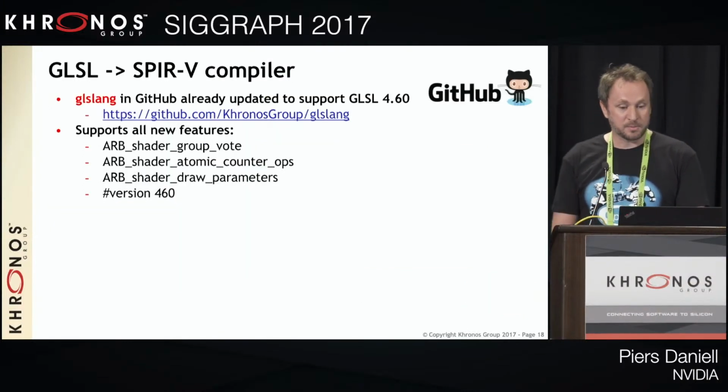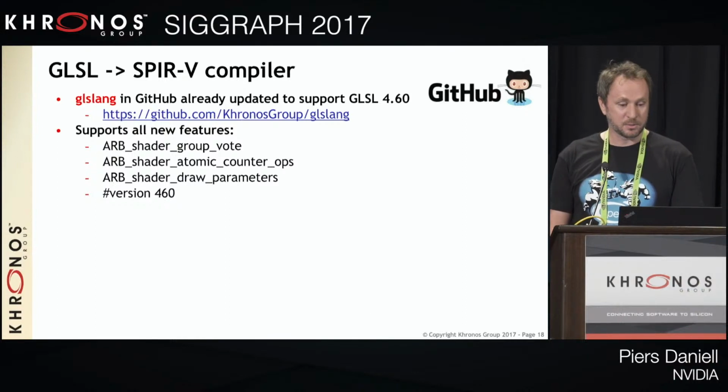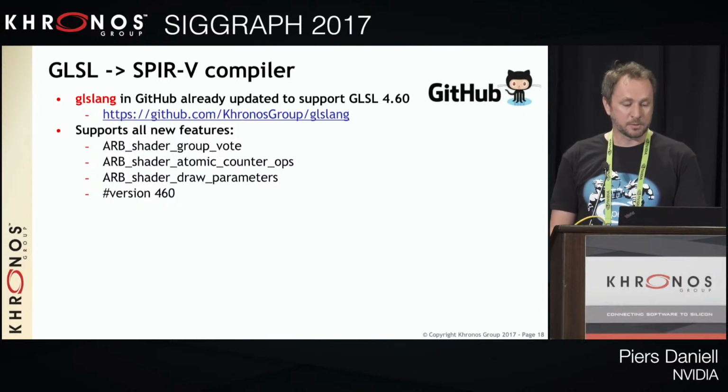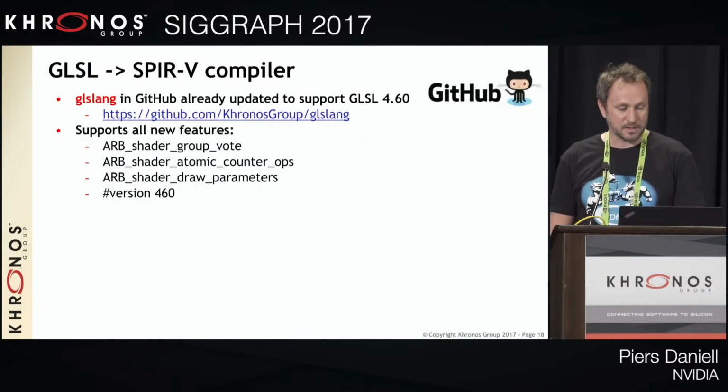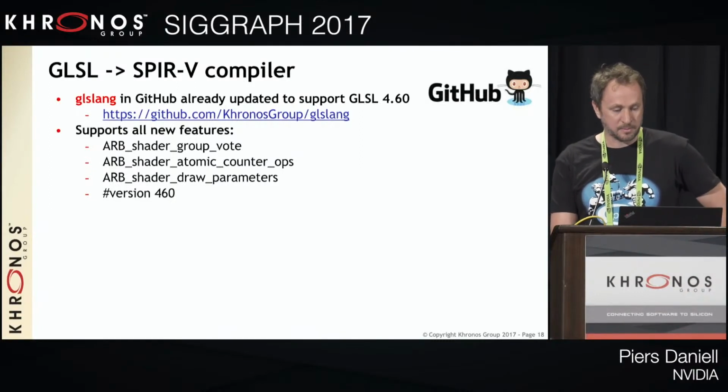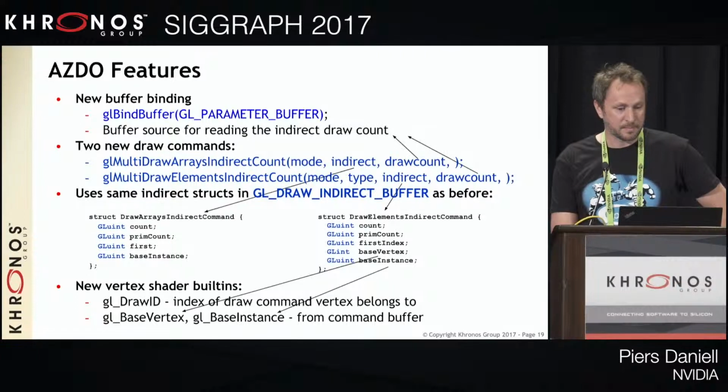glslang, as I mentioned before, has already been updated. This is a tool that's on GitHub. It already supports OpenGL 4.6 and the extensions that made up OpenGL 4.6.